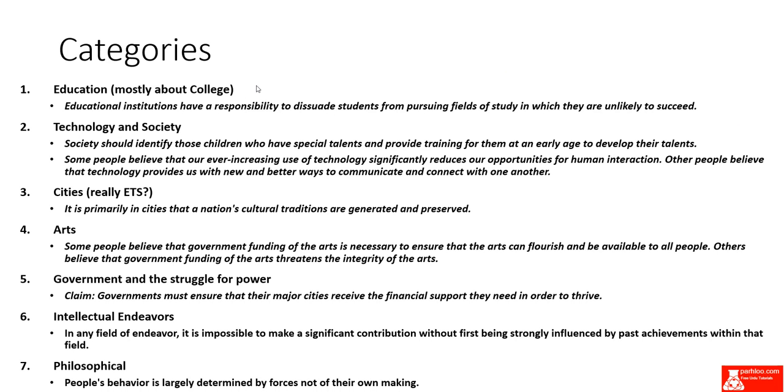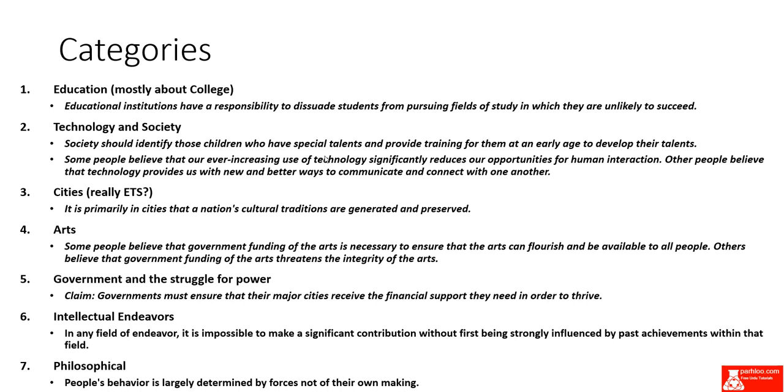It's mostly about college. One of the examples I found was: educational institutions have a responsibility to dissuade students from pursuing fields of study in which they're unlikely to succeed. And the next one we have is technology and society. One aspect is entirely society: society should identify those children who have special talents and provide training for them at an early age to develop their talents.